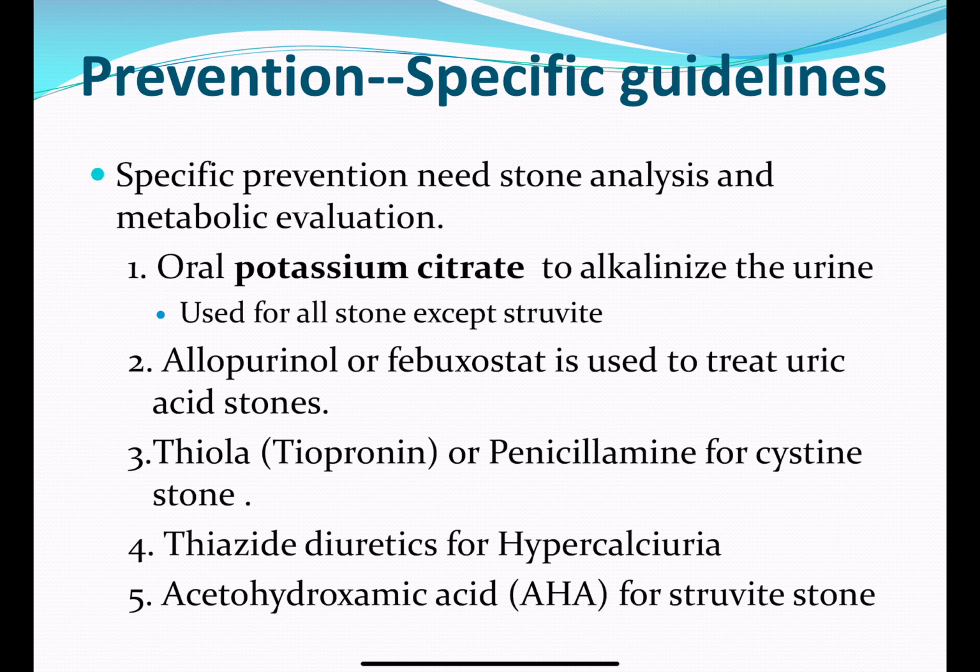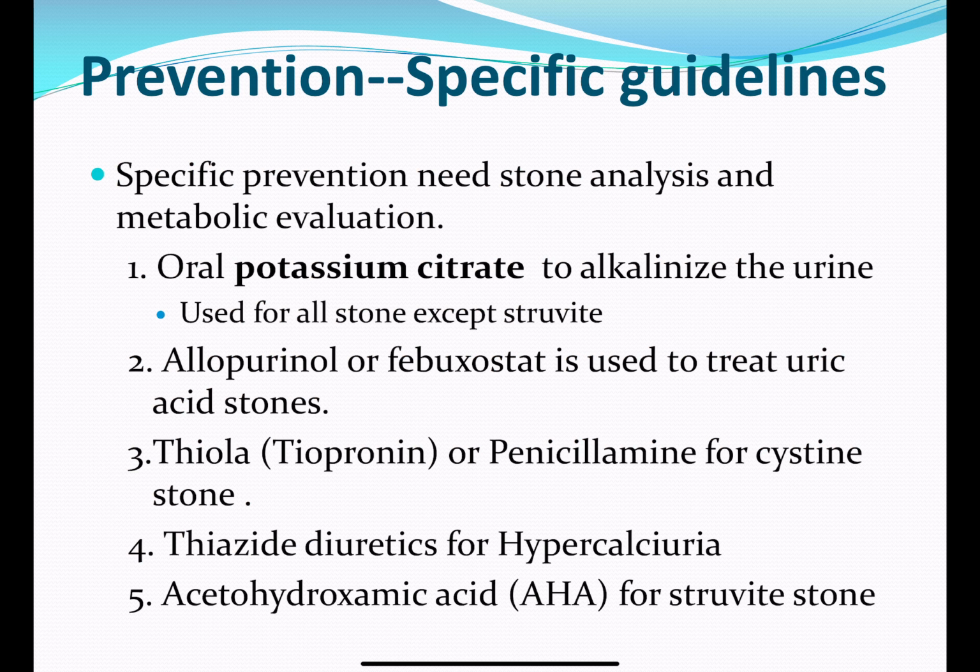Allopurinol and febuxostat, these are the drugs which we use specifically for the uric acid stone. What these drugs do is they prevent the formation of uric acid from xanthine. They stop the enzyme known as xanthine oxidase and prevent the conversion of xanthine to uric acid, such that there's a lack of uric acid in the urine, and the stone will be formed less.